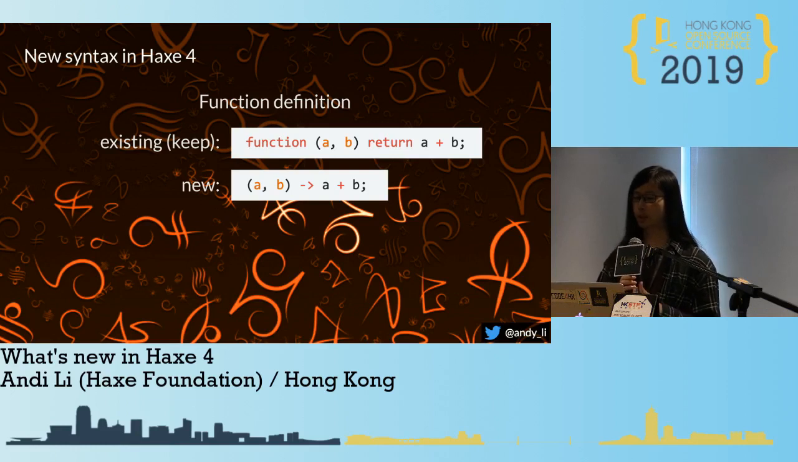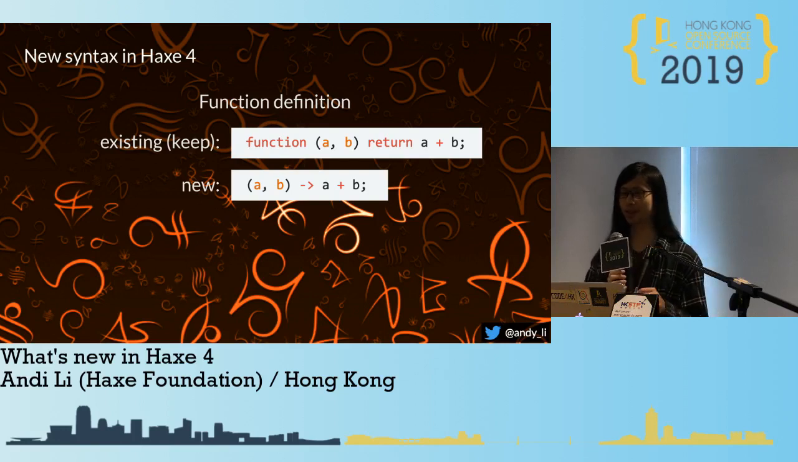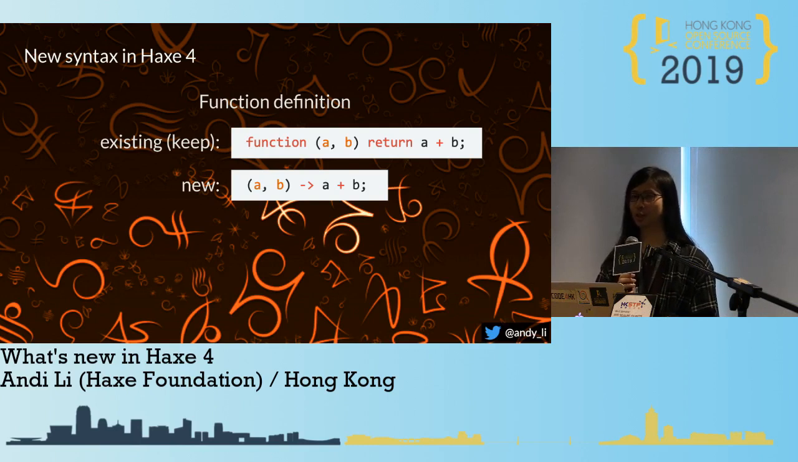Another new syntax is also about functions. It's about function definition. In JavaScript, there is a thing called the arrow function, the fat arrow syntax, I would say. We also introduced something very similar to that, but instead of using a fat arrow, we use a thinner one. Basically, there's not much difference. It's just easier to write and looks prettier. And the old one will be kept.